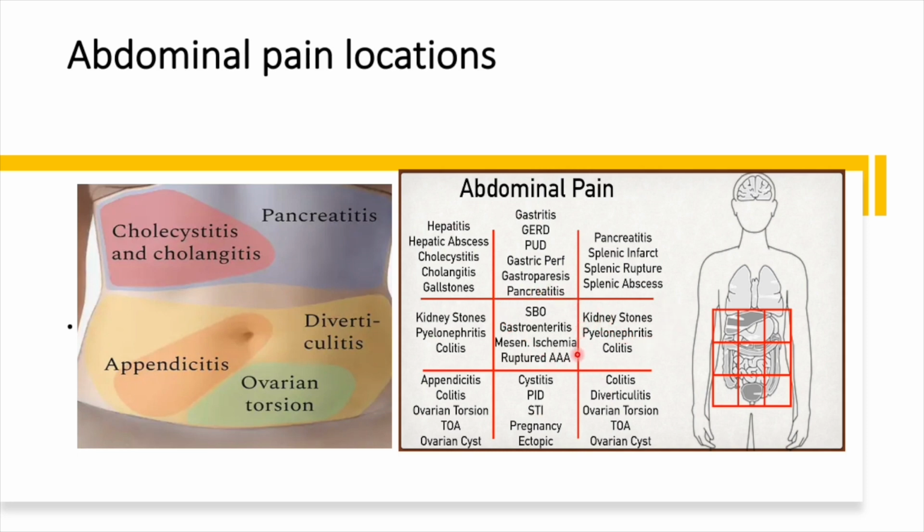In the umbilical region, think of small bowel obstruction. Anything arising from the midgut gives you pain in this region. It can occur in gastroenteritis, mesenteric ischemia, and ruptured aortic aneurysm also. In the right iliac fossa, think about appendicitis, colitis, ovarian torsion, ectopics, ovarian cyst. Same way on the left side, but instead of appendicitis, think about diverticulitis. And in the hypogastrium, you can get cystitis, pelvic inflammatory disease, again ectopic pregnancy. Okay, this is how the location of the pain is seen area-wise.